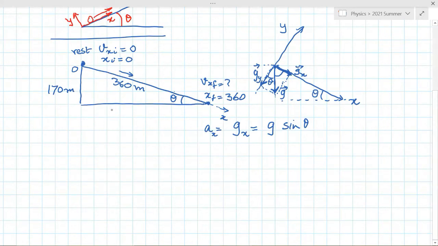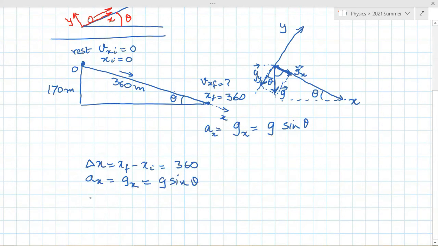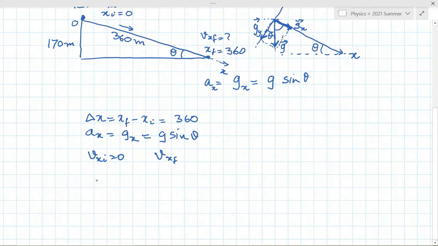So now we can use our equations that we know. We know the delta x, right? Delta x is x final minus x initial, which is 360. Acceleration is gx, which is g sine theta. And we need to find... initial is 0, and final we are trying to find out.